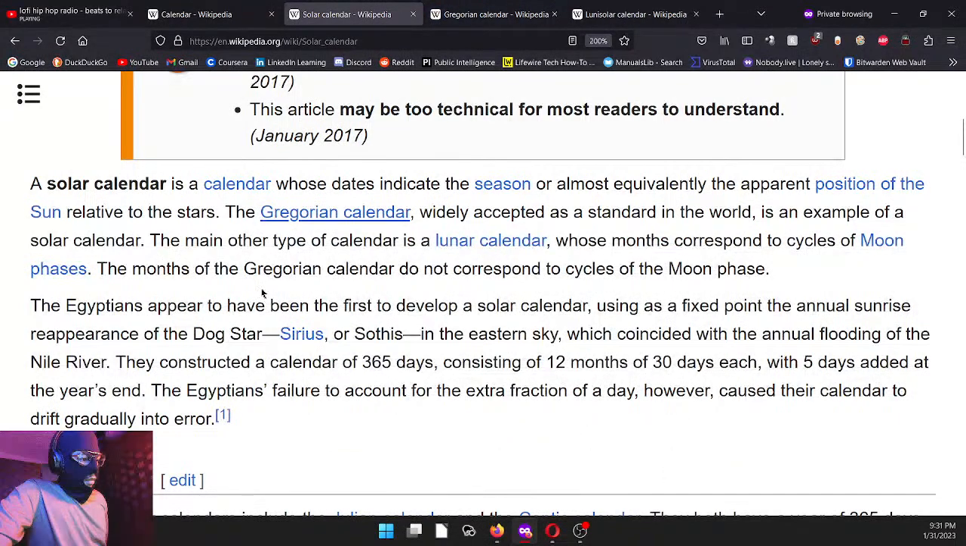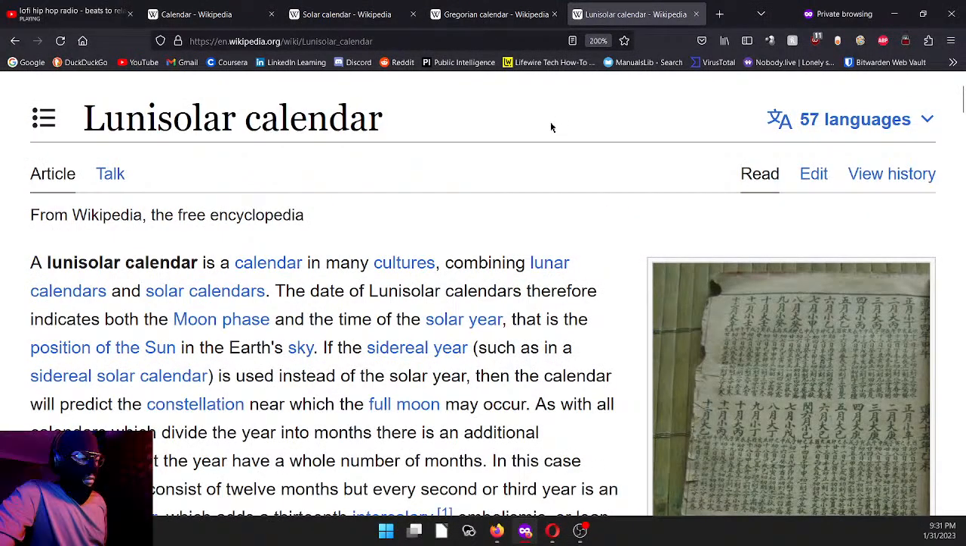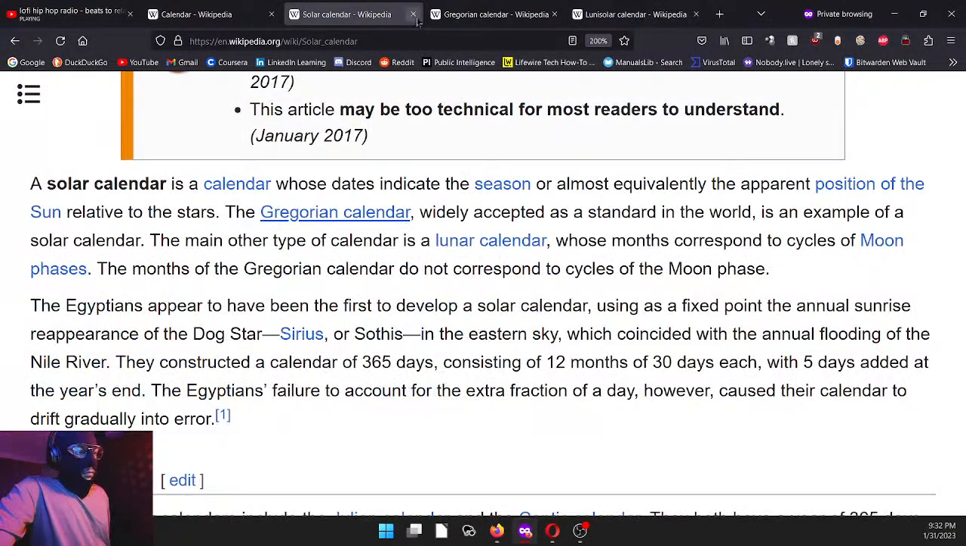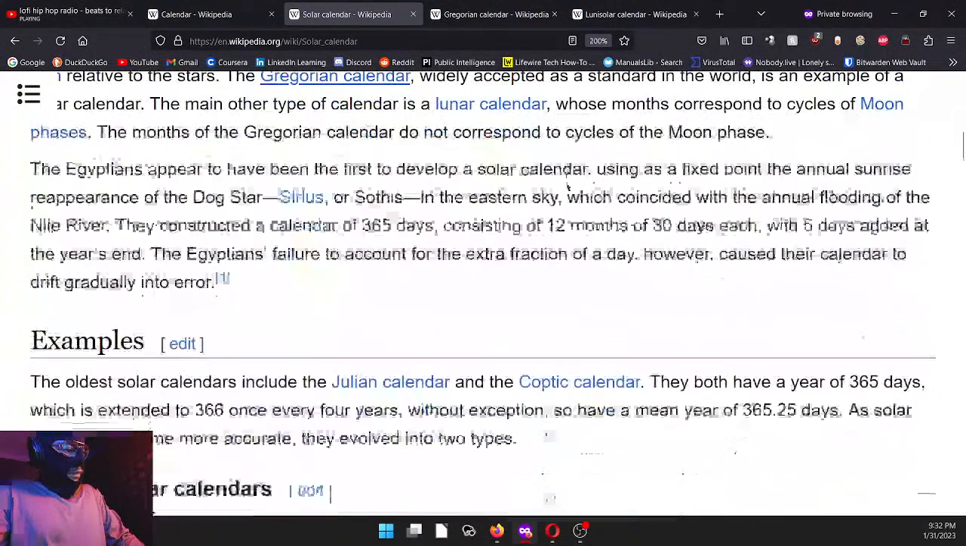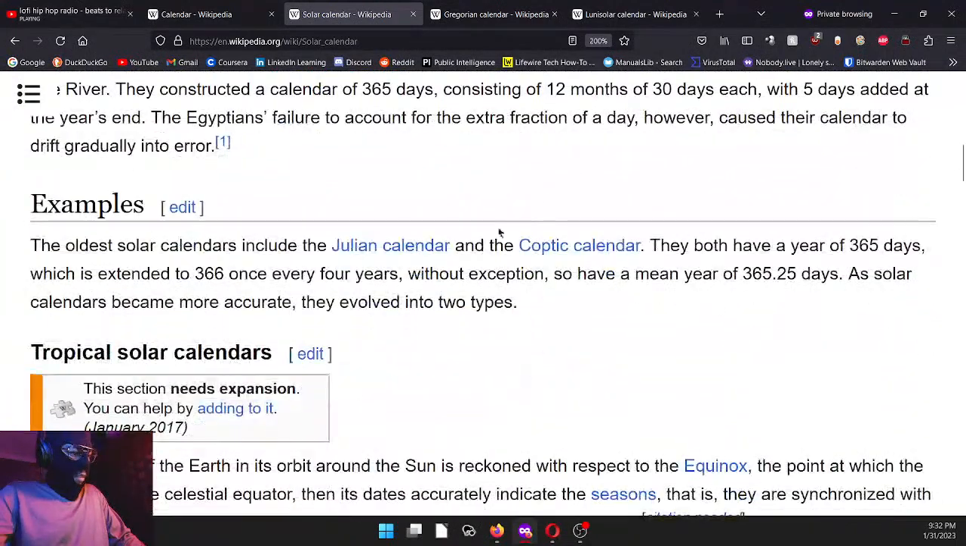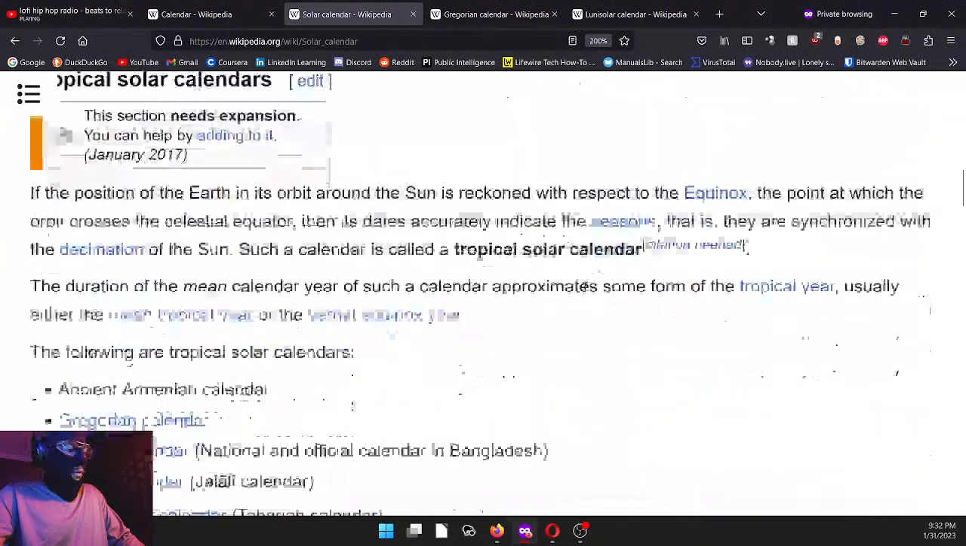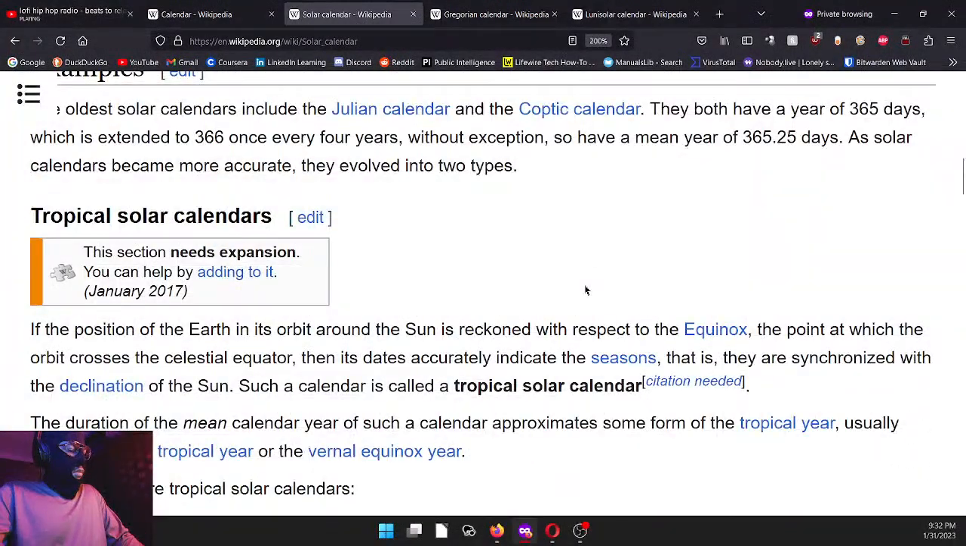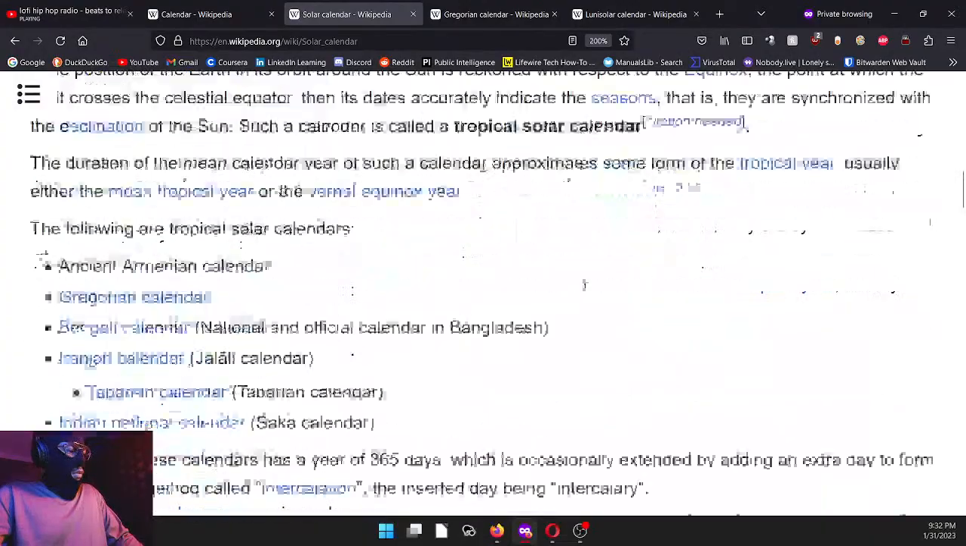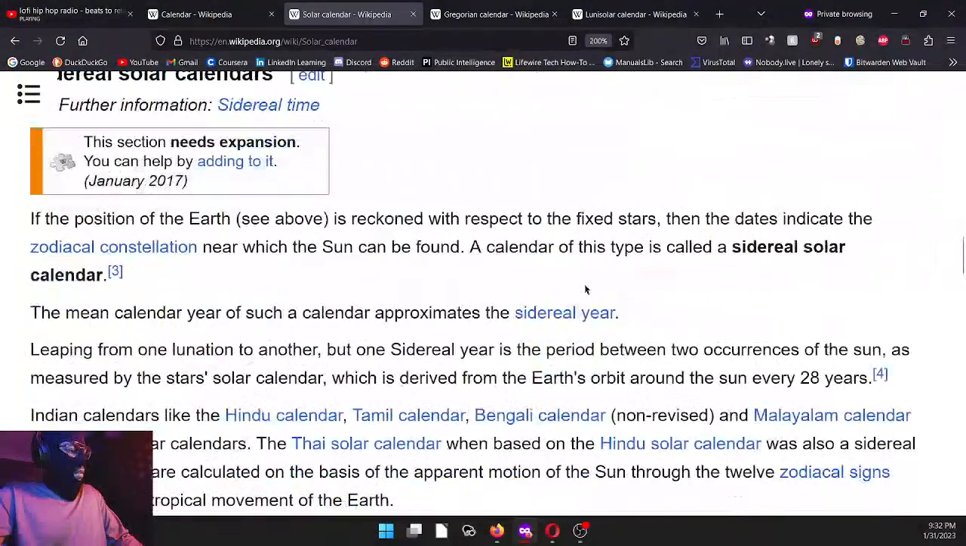Okay. The months of the Gregorian calendar do not correspond to the cycles of the moon phase, just like the lunar calendar or the lunar solar calendar. So, you probably have that. Examples of the Julian calendar and Coptic calendars. Okay. Tropical solar calendars. Yeah, I already went through that along with some other stuff.